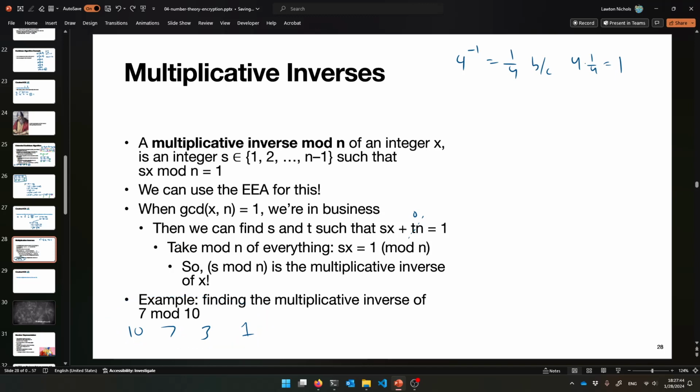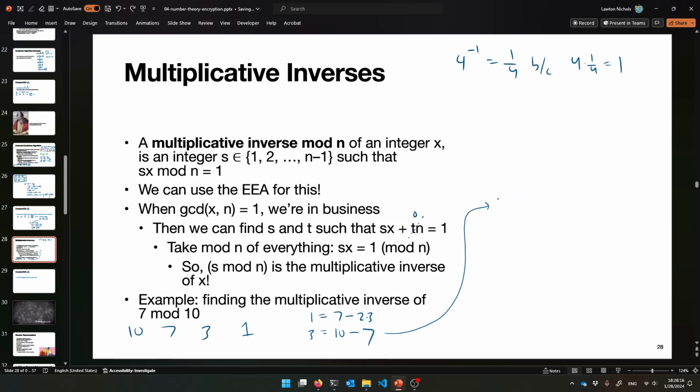Let's use the extended Euclidean algorithm. Let's write 1 in terms of 7 and 3. 1 is equal to 7 minus how many 3s? 2 times 3. And then let's write 3 in terms of 10 and 7. 3 is equal to 10 minus 1 times 7, so 10 minus 7. Let's use this to calculate 1 in terms of the original two numbers, 7 and 10, because I want the inverse of 7 mod 10.